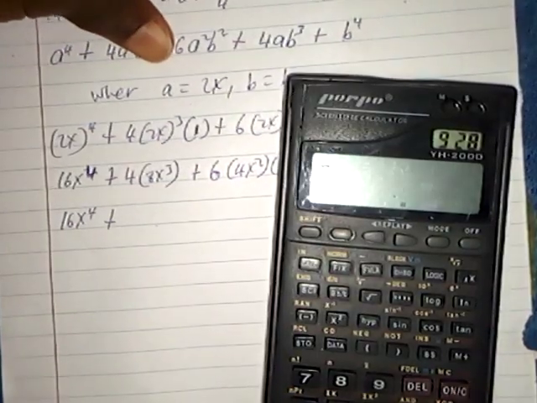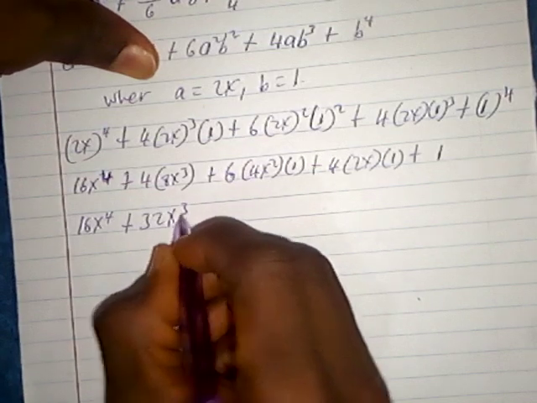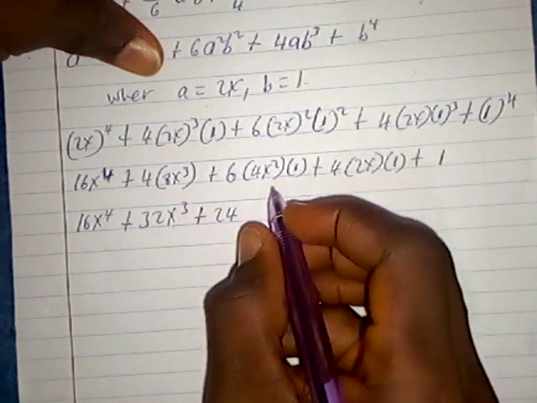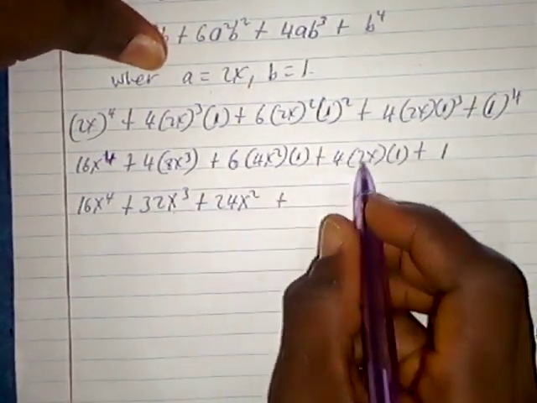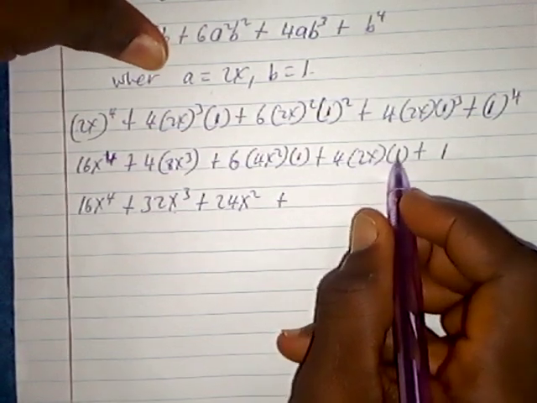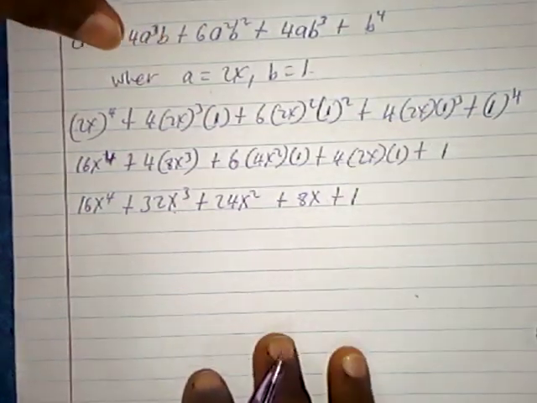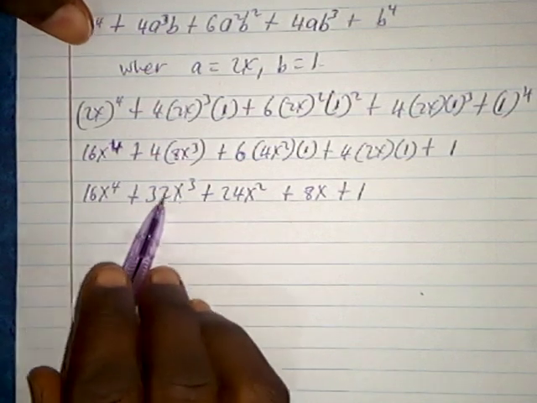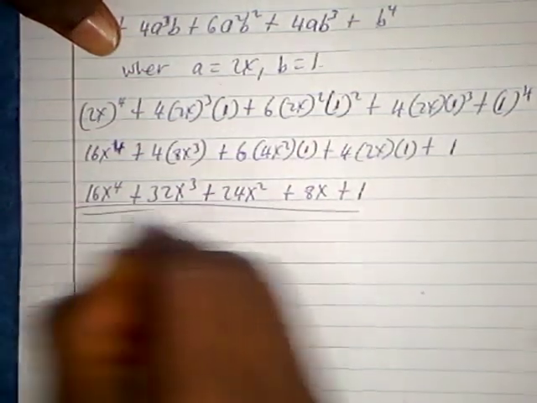8 times 4 if you use your calculator, or 4 times 8, right? You are going to have 32. 32x cubed plus 6 times 4, you are going to have 24 times 1 is just 24x squared, right? Plus 4 times 2 is 8x plus times 1 is just 8x plus 1. Do you see it? This is your answer. 16x fourth plus 32x cubed plus 24x squared plus 8x plus 1. You see, this is your answer.